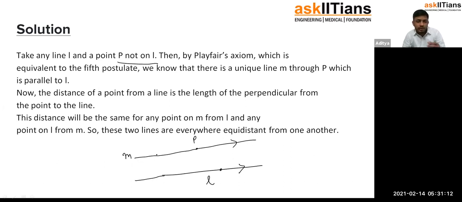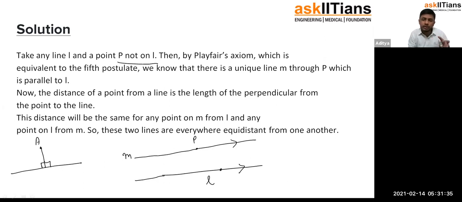Now, what is the distance of a point from a line? Look, this is important to understand. If there is any line at all, and we are talking about any point A, and we are talking about the distance of this point from the line, it is always used to refer to the perpendicular distance from the line. It is automatically understood that we are talking about perpendicular distance.